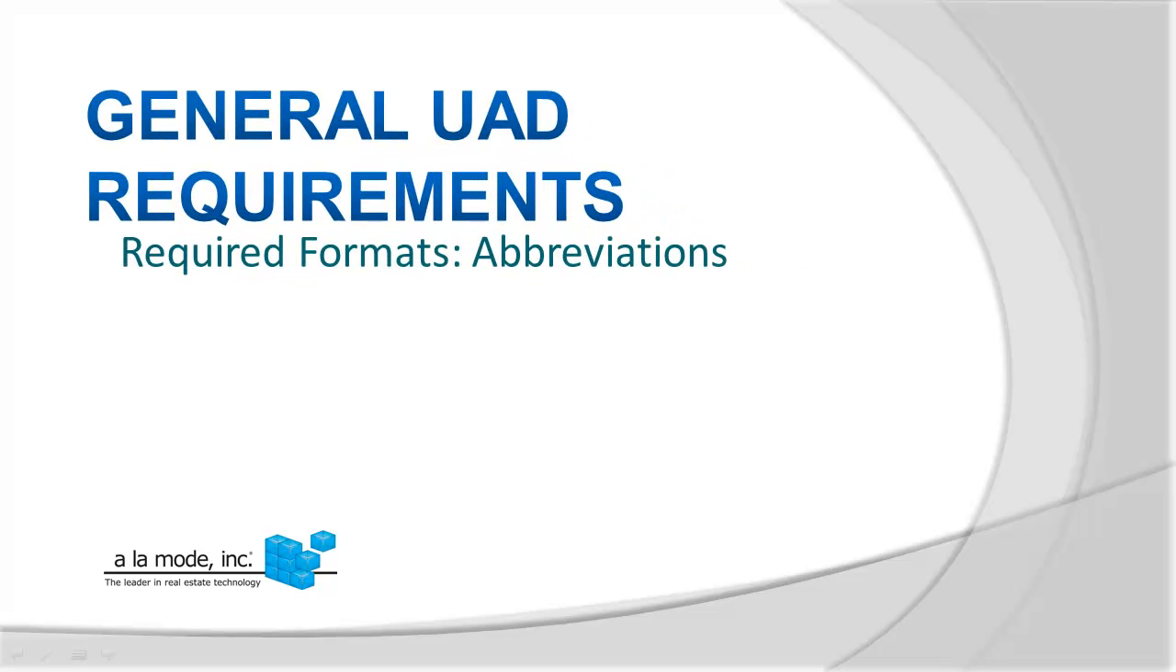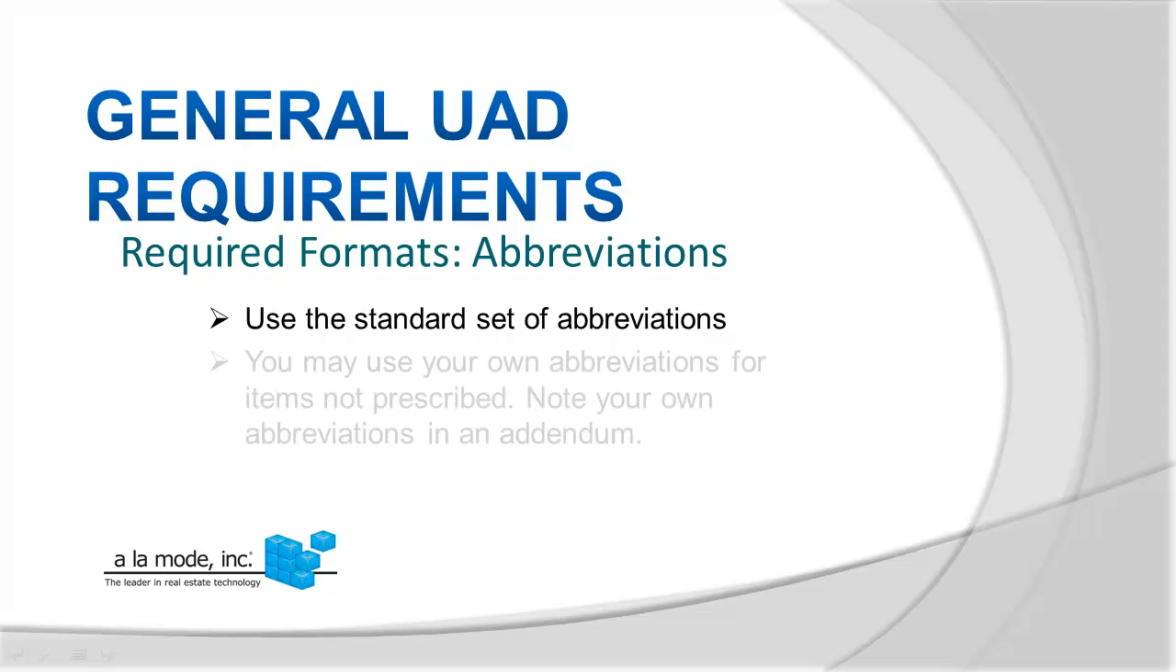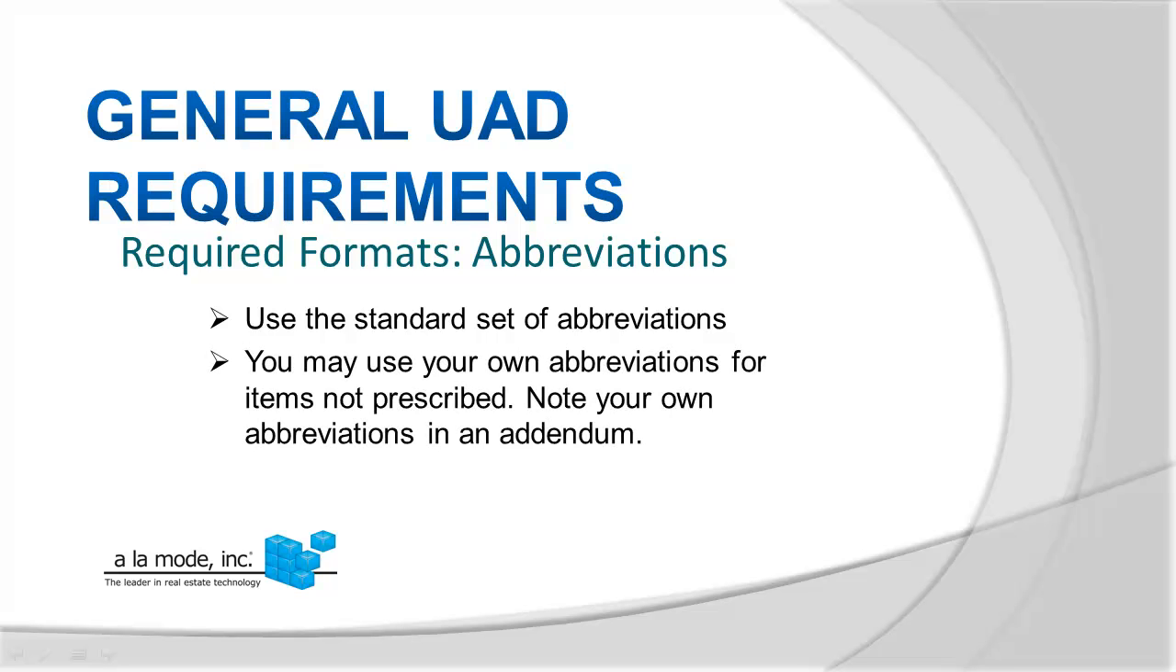Okay, your abbreviations. There is a list. You'll see it in the software. I'll show it here in a little bit. I'm not going to break that out for you right now. There's a better place to show that and talk about it. Use the standard set of abbreviations if you're going to abbreviate a term. Just check your list and make sure that there isn't a UAD guidance for that particular abbreviation for that term. If there is, you've got to use it. But say, for instance, you want to abbreviate railroad tracks. At the moment, that is not a prescribed abbreviation. So you can abbreviate that however you want to. Just make sure and put that into an addendum.